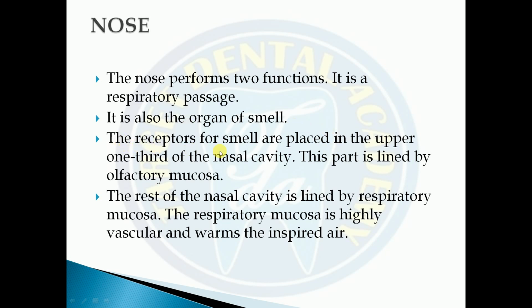The receptors for smell are placed in the upper 1/3 of the nasal cavity. The upper 1/3 of the nasal cavity is lined by the olfactory mucosa, while the lower 2/3 of the nasal cavity is lined by the respiratory mucosa. The function of the respiratory mucosa is that it is highly vascular and warms the air which we inspire.